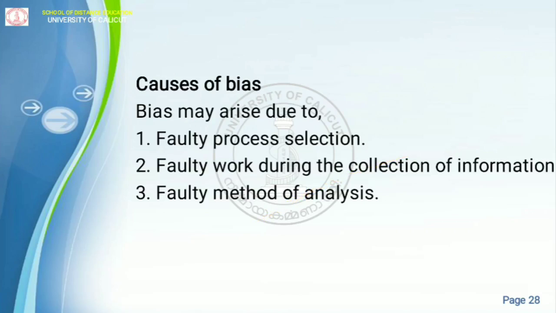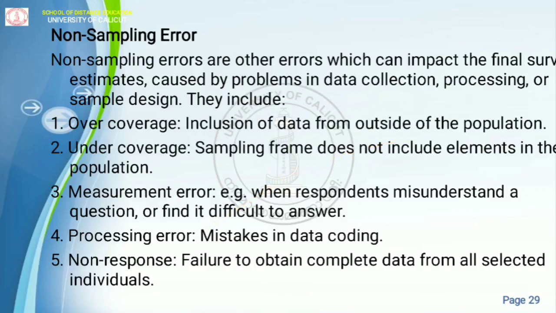So what are the causes of bias? Faulty process selection, then faulty work during the collection of information, or faulty method of analysis. Then non-sampling error. Non-sampling errors are other errors which can impact the final survey estimates, caused by problems in data collection, processing, or sample design. It may be over coverage, under coverage, measurement error, processing error, or non-response error.